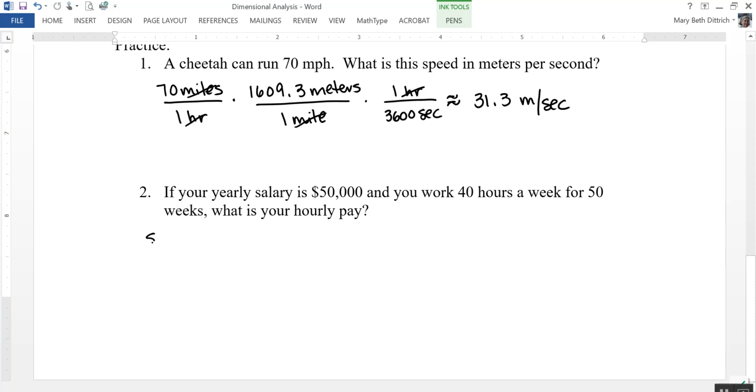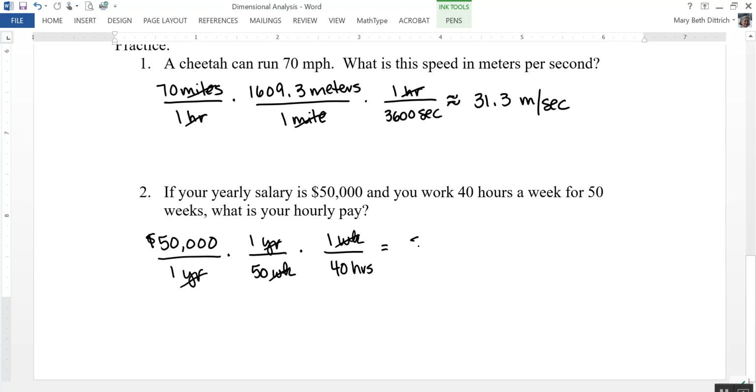So I have $50,000, and that's in 1 year. And in 1 year, you are working 50 weeks. Even though there's 52 weeks in a year, you're working 50 weeks. And in 1 week, you are working 40 hours. So let's see what's going to cancel here. So years will cancel, weeks will cancel, and I will have dollars over hours, which is what I want. So 50,000 divided by 50 times 40 is going to give me $25 per hour.